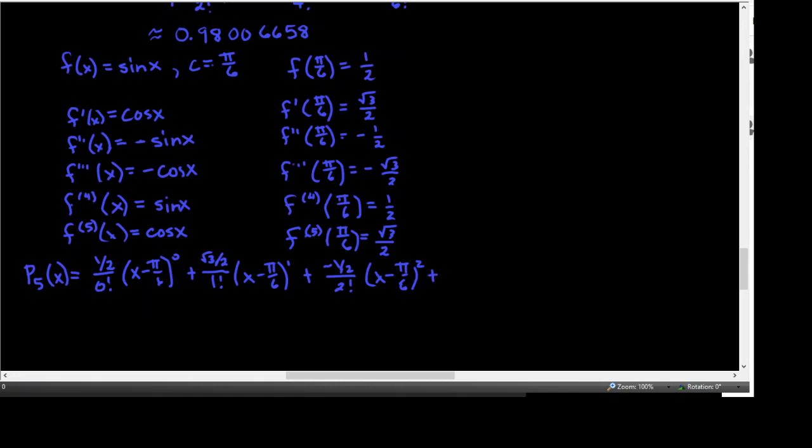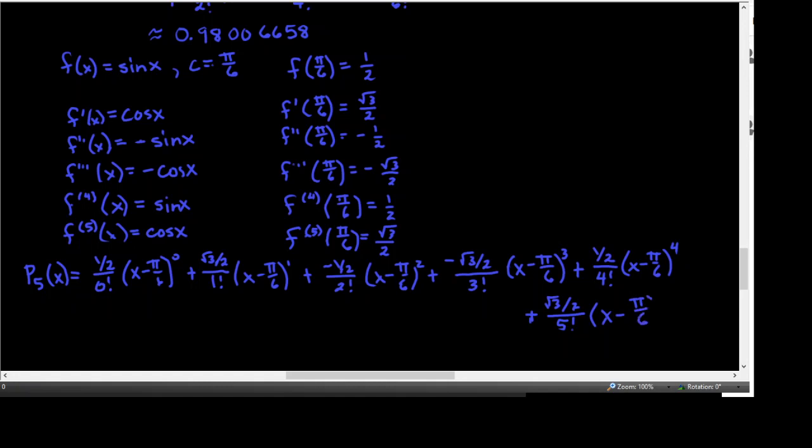plus the third derivative answer, negative square root of 3 over 2 over 3 factorial times x minus pi over 6 cubed, plus the fourth derivative answer, 1/2 over 4 factorial times x minus c, so x minus pi over 6 to the fourth, plus the fifth derivative answer, square root of 3 over 2, divided by 5 factorial times x minus pi over 6 to the fifth.